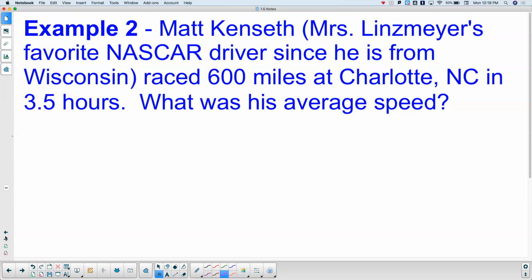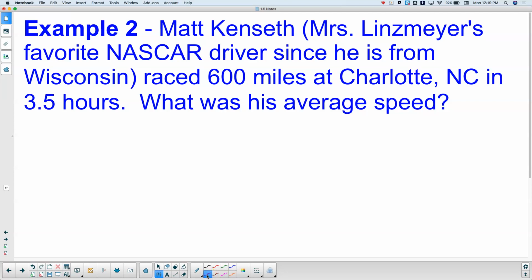Okay. Matt Kenseth, who was Mrs. Linsmeyer's favorite NASCAR driver because he was from Wisconsin, raced 600 miles at the Charlotte, North Carolina track in 3.5 hours. What was his average speed? So there I've just done step number 1, Fishes. I've read the problem. We have a distance, we have a time, we don't have a rate, because that's his average speed.